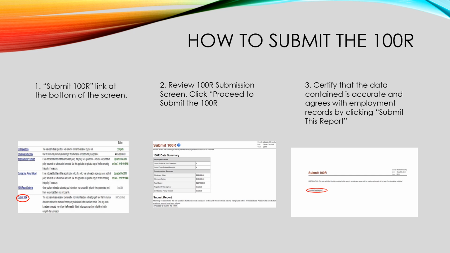First, click the Submit 100R section on the main menu. Second, review the totals. The first 2 numbers, the number of employees you entered in question 1 and the number of employees you entered data for, should match. Also, be sure the totals are correct. Then click Proceed. Lastly, certify that the data is accurate by clicking Submit the report.